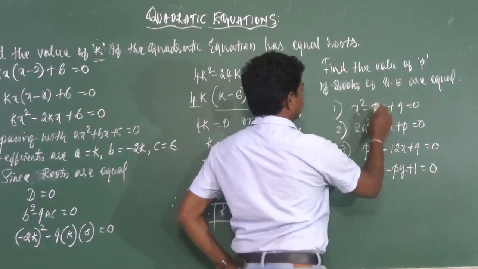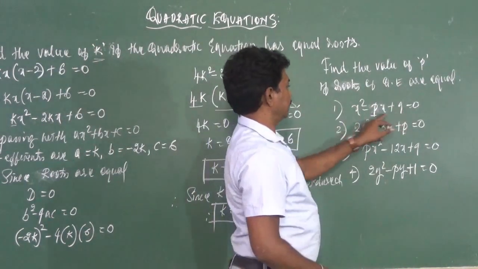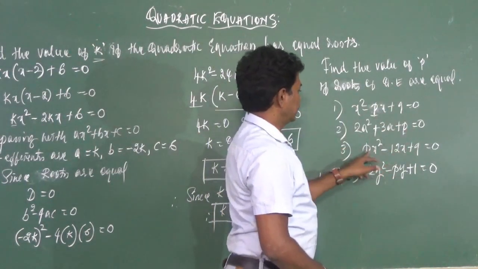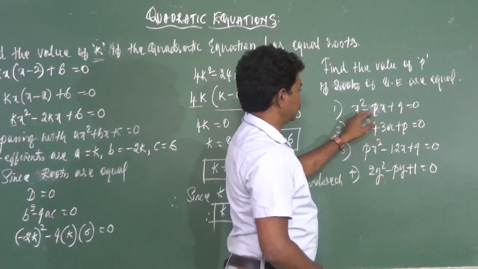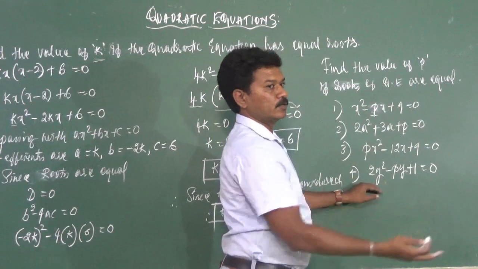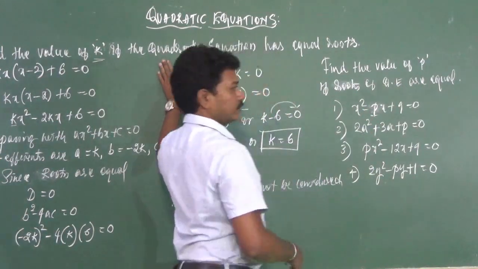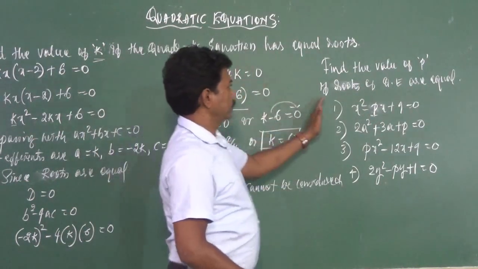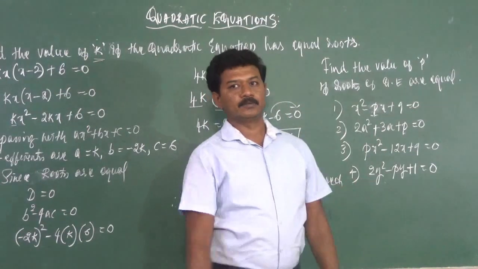In these, the unknown is p. In the first quadratic equation it is at b, it is at c. Here it is at a, here it is at b again. These quadratic equations have equal roots, so find the value of p. In the earlier problems we found the value of k; in these problems you will find the value of p. Same condition. Please do it and send it on WhatsApp.